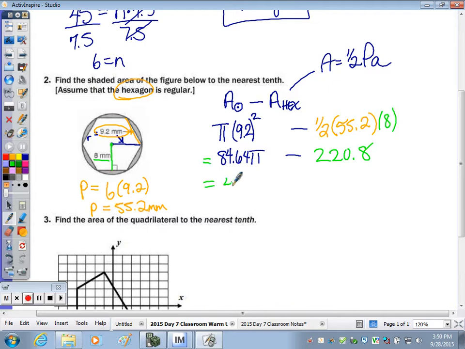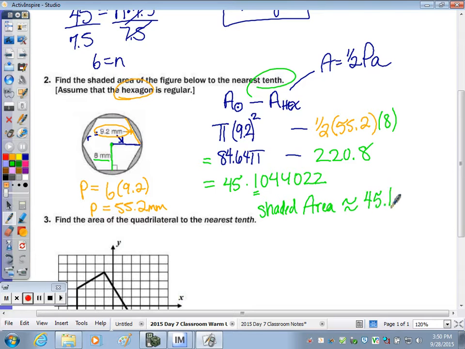I get 45.1044022, to the nearest tenth here. So my shaded area is approximately, there's a symbol for approximate, it's not equivalent because I'm rounding, 45.1 units squared.